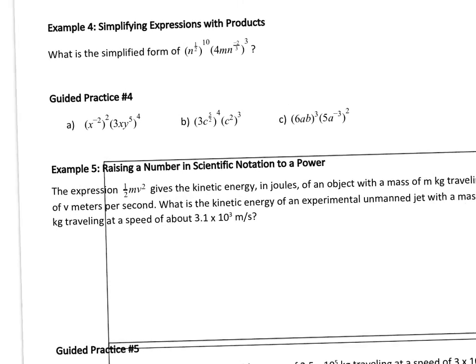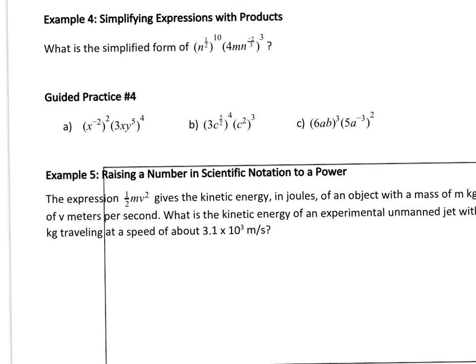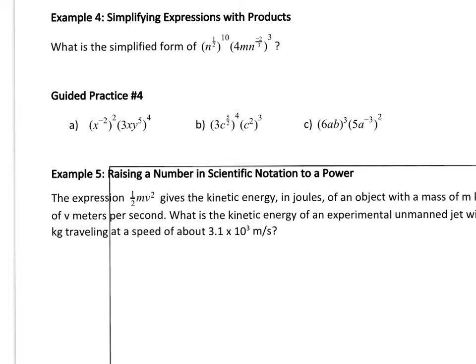Example 4, simplifying expressions with products. So we want to simplify this whole expression. Do not forget we want to follow the order of operations. So we're going to do our exponents first, which is our power of a power here, and then our power of a product here. So we're going to multiply 1/2 times 10, and then we're going to distribute the exponent across the entire multiplication there.